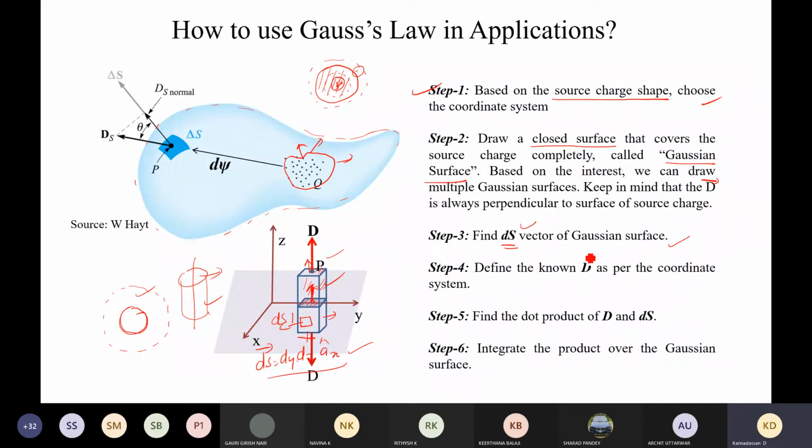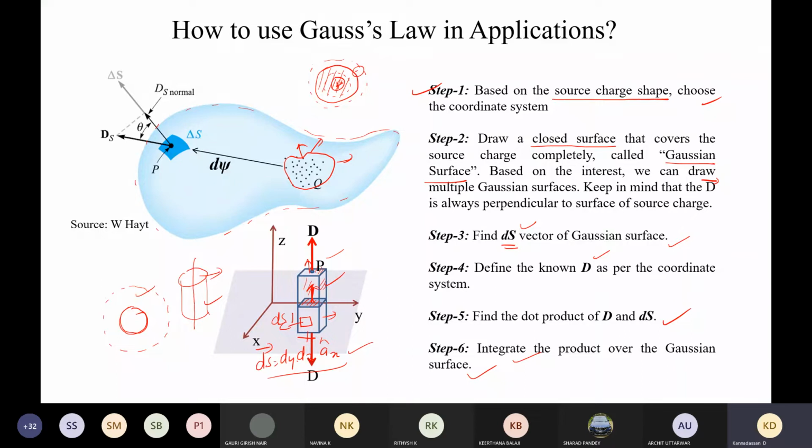Once this is done, then the D should be known to this. Most probably this D will be given to you. Then you're supposed to take the dot product because both are vectors and it's supposed to result in a scalar. So when we take the dot product of these two vectors, you will get a scalar one, and that we are going to integrate over the closed surface, this Gaussian surface. That is very easy. So these are the things we have to do while using the Gauss law.